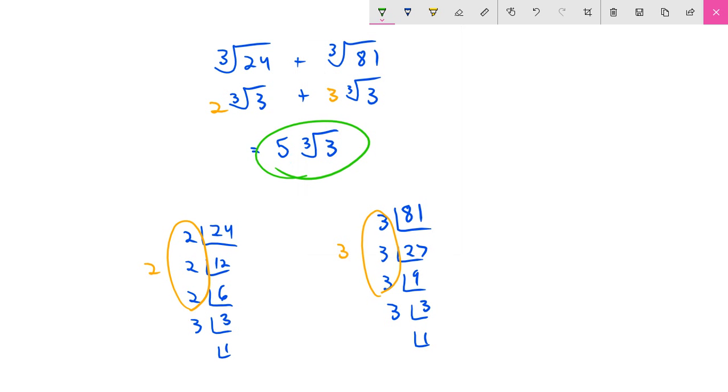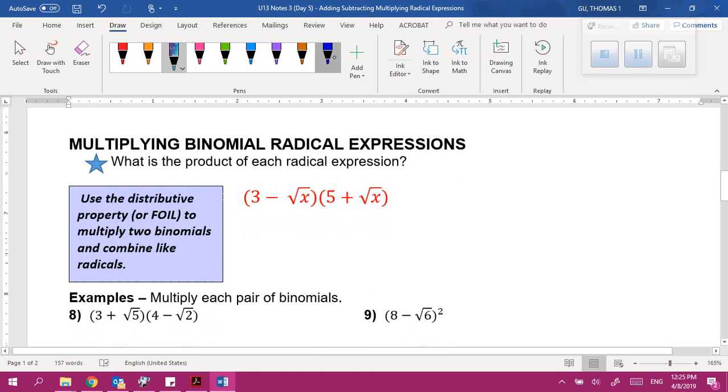Nice. All right, so let's move on to the next section, which is multiplying binomial radical expressions. So look at this. We are now multiplying binomial radical expressions. So the concept here is nothing new. This is exactly what we've done before. We're going to multiply them by distributing or foiling, right? You just have to pay attention to the terms and how you actually multiply the numbers together. So look at this example right here. 3 minus the square root of x times 5 plus the square root of x. All I have to do is FOIL, distribute, right? So 3 times 5 is, what should I multiply next?